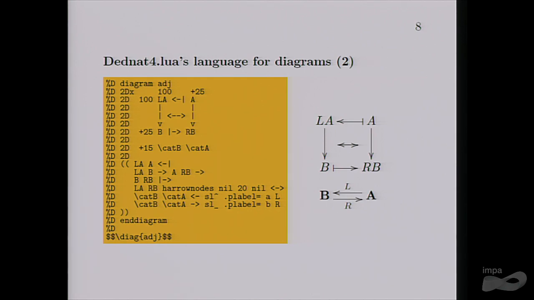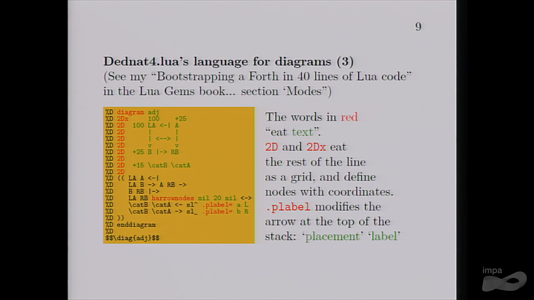I use the prefix 2dx and 2d to tell the parser that this thing specifies a two-dimensional version of the diagram. And here I join the nodes using arrows. Now let me explain very quickly how this thing works.